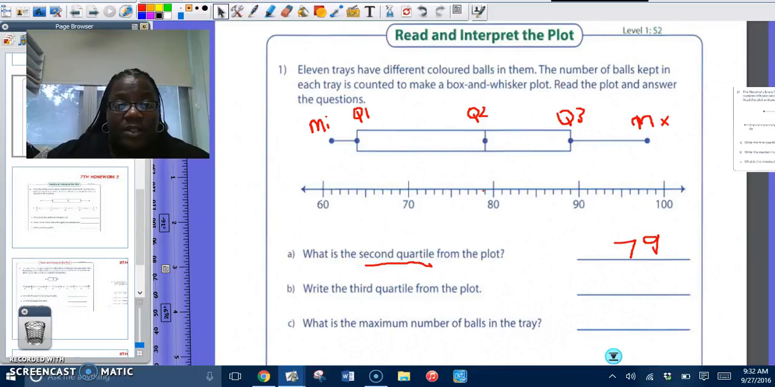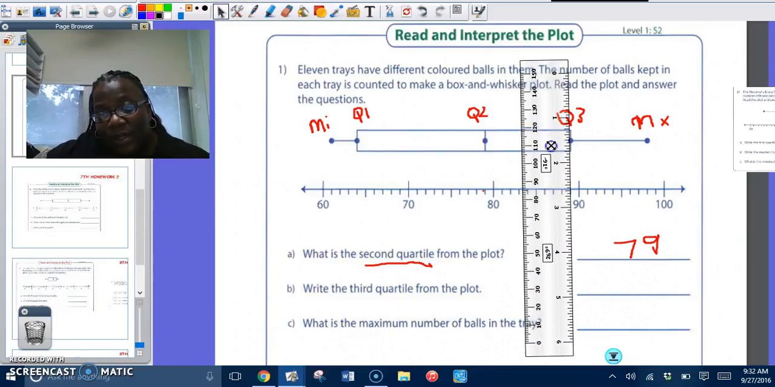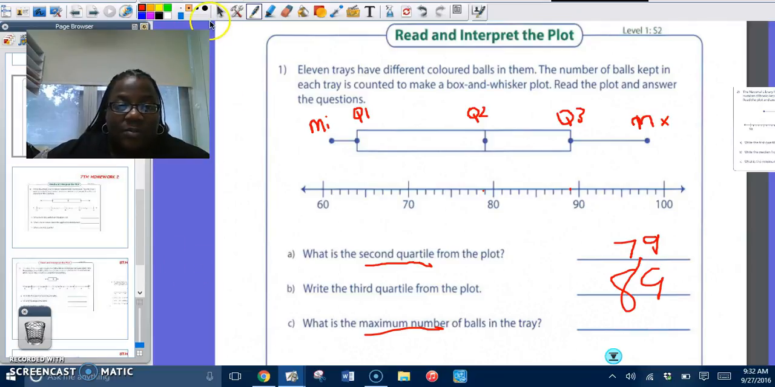Letter B, write the third quartile from the plot. Well, there's your third quartile. Let's line it up. As you can see, that third quartile dot is going right about here. That's 80, 85, 86, 87, 88, 89. Easy enough. 89. All right, next one. What is the maximum number of all the balls in the tray? That's right here. Maximum. See, not as hard as you thought, people.